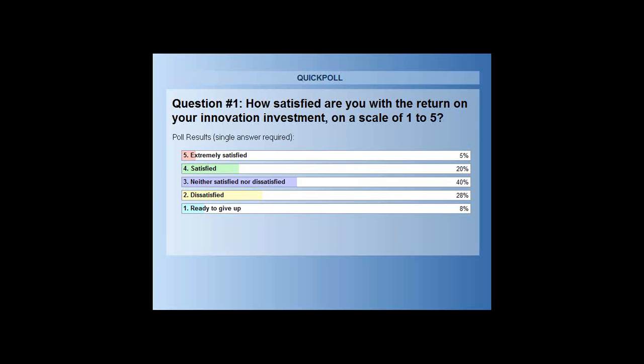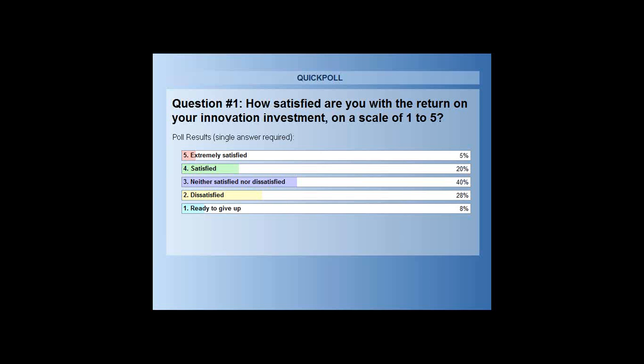Now you start going to the further answers. You get 40% of you that feel neutral about this. You're neither satisfied nor dissatisfied. You have 28% who are dissatisfied with the return you're getting on your investments. And fortunately, that means only 8% of you are ready to give up. Don't give up. It's a tough challenge, but one that we really think is something that you can overcome.